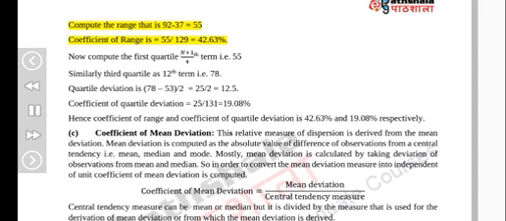Compute the range, that is 92 - 37 equals 55. Coefficient of range equals 55/129 equals 42.63%. Now compute the first quartile, (n+1)/4th term, i.e. 55.